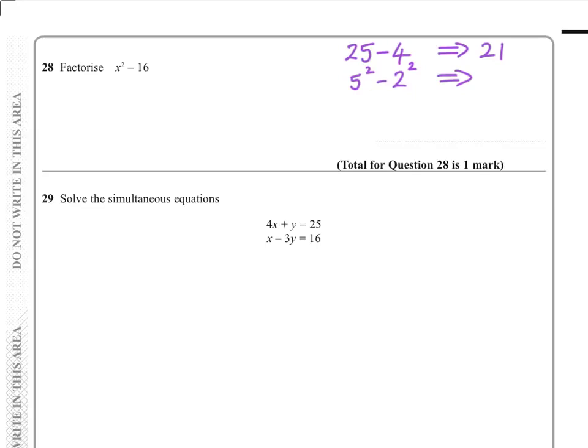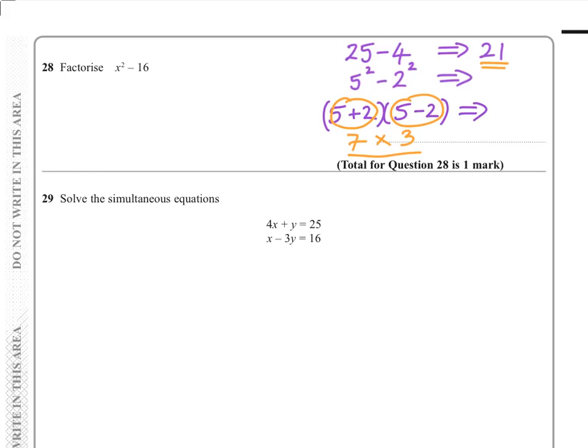Now, you can write this as 5 plus 2 times 5 minus 2. And let's see what that would give. Well, the 5 and the 2 would give 7, and the 5 minus a 2 would give 3, and they're being multiplied, and look, you do get the answer 21, which is what we started with.